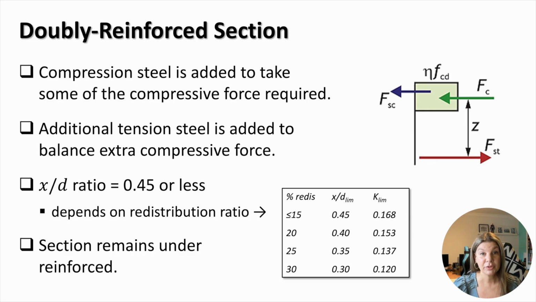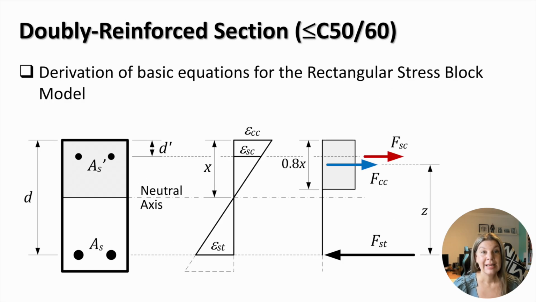Part of the doubly reinforced section is the singly reinforced balanced section, which remains under-reinforced. Let us now consider the model of the doubly reinforced section. We will use the rectangular stress block method for stress distribution in the compressed concrete.